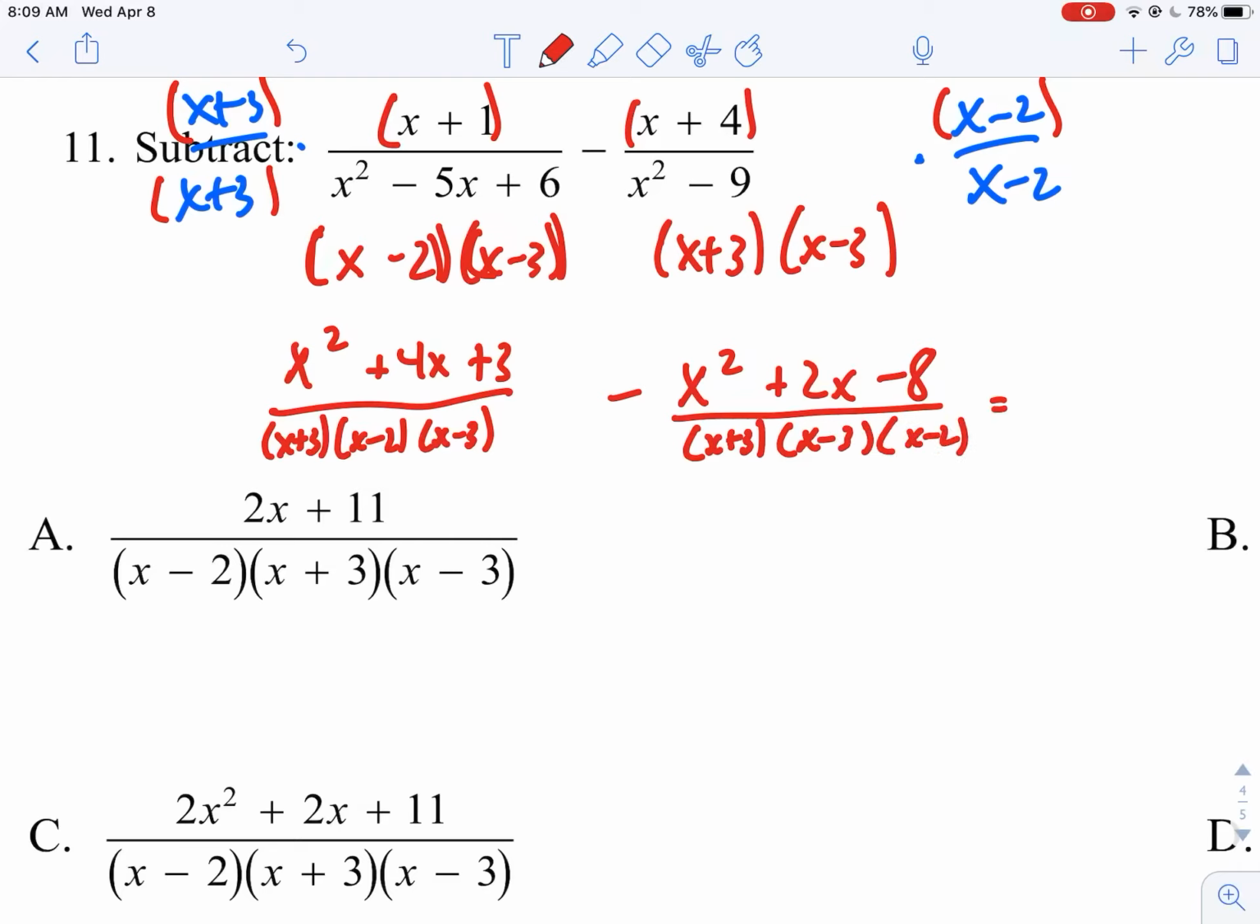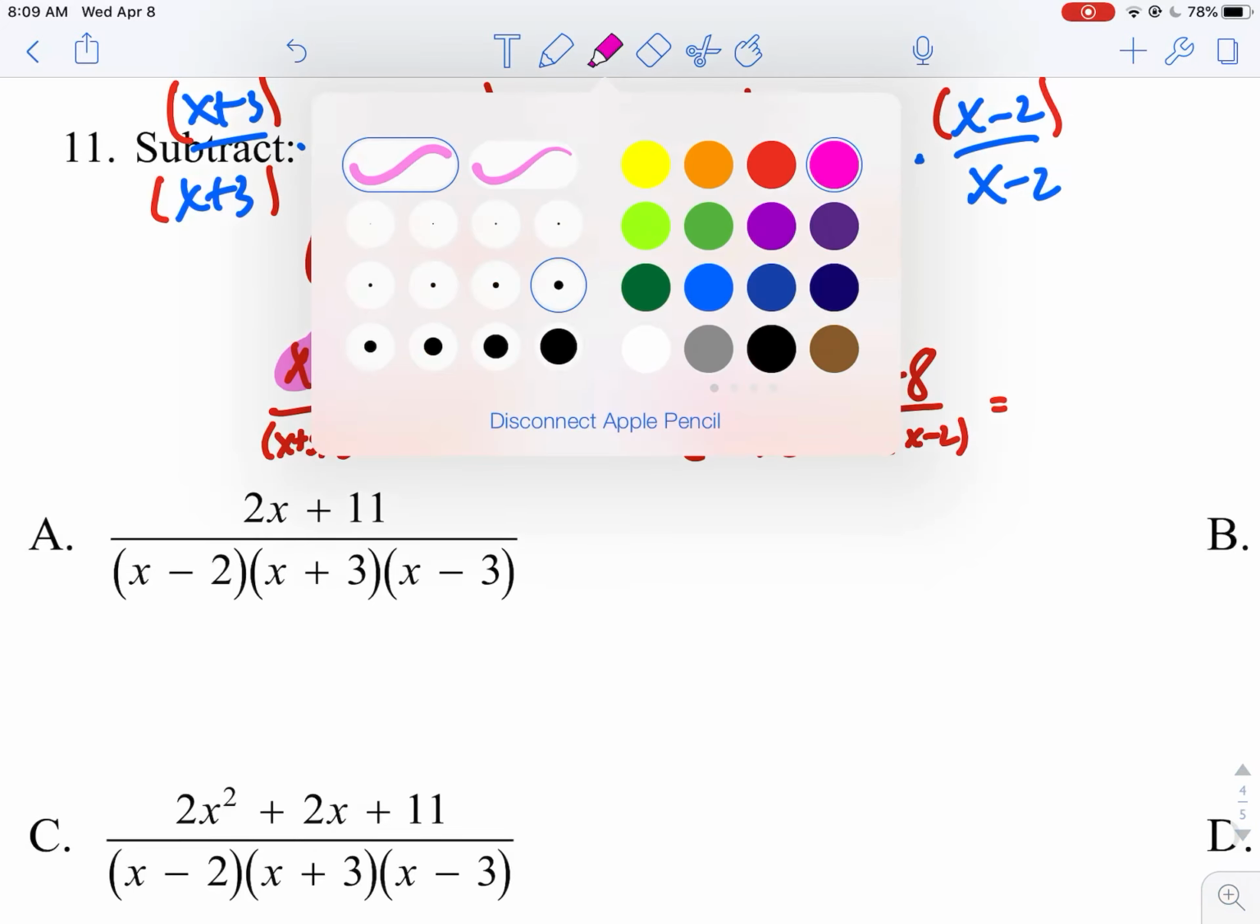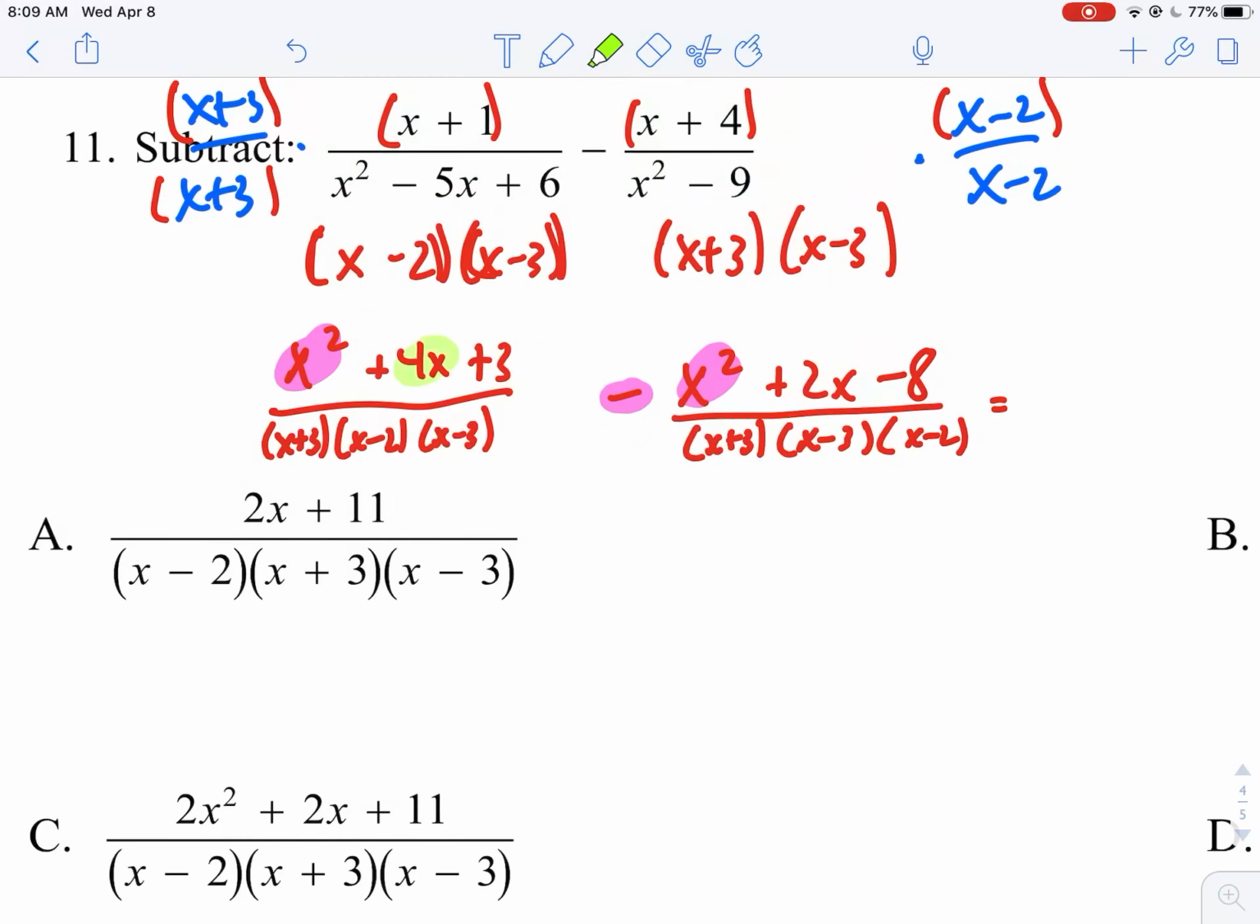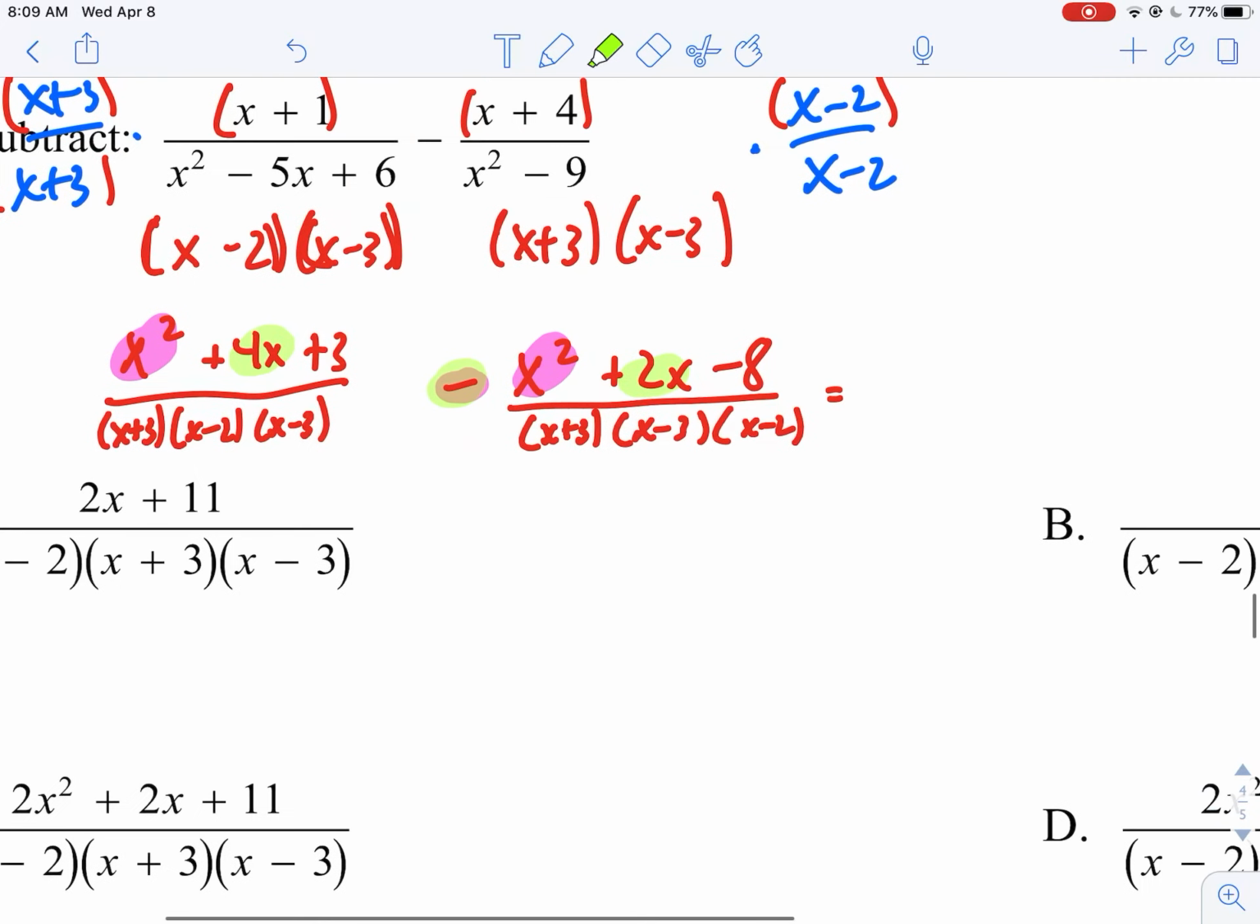Now again, when we are subtracting, this is a place that students sometimes will make mistakes. Don't forget we are subtracting x squared and x squared, so those two things will cancel. The next thing that we are subtracting is we're saying 4x minus a 2x. So 4x minus a 2x is in fact just a 2x.